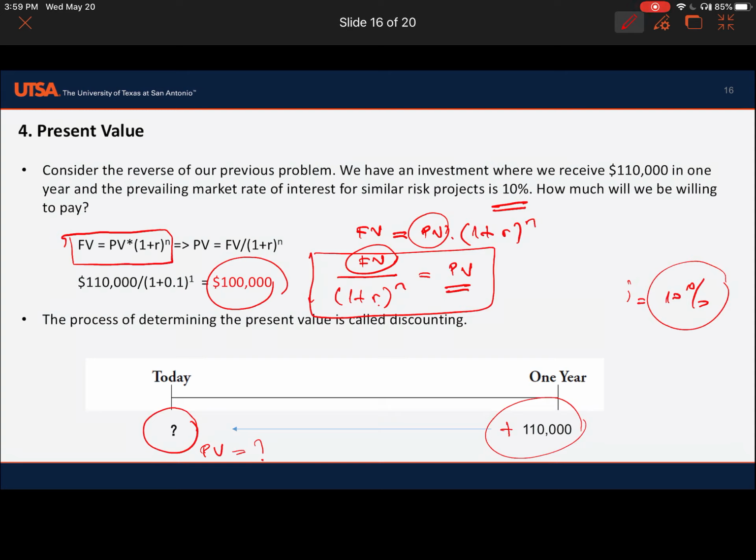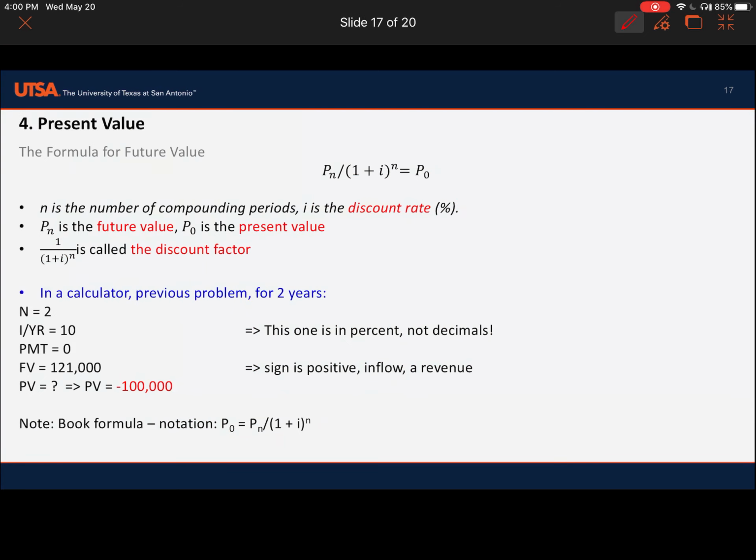So the process of determining the present value is called discounting. This process means you're discounting the future value to today. Discounting. So yes, this is the general formula. This is the future value, this is your interest rate and number of periods. This is the present value. So n is the number of compounding periods, and I is the discount rate.